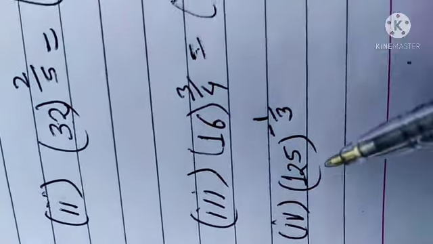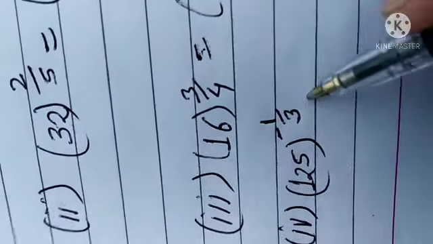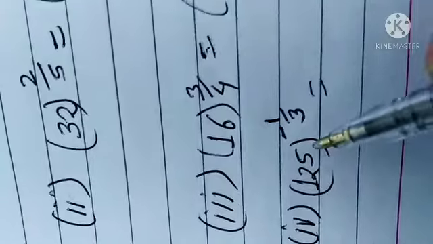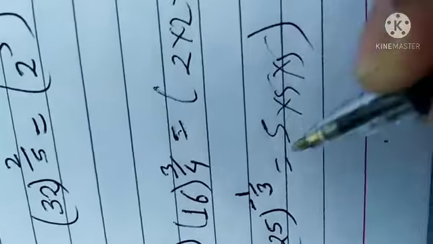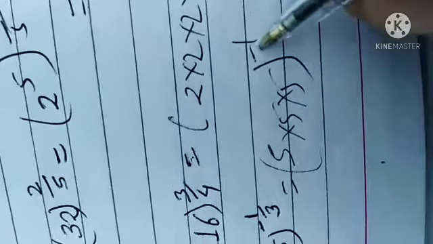Then the last part of this question second, 125. It is written here 125 power minus 1 upon 3. So first you prime factorize 125. That will be 5 into 5 into 5 and whole to the power minus 1 upon 3.